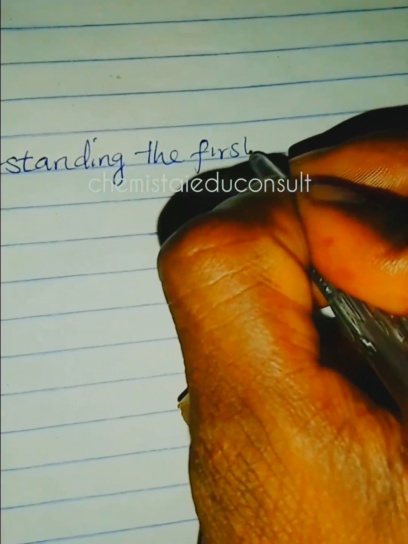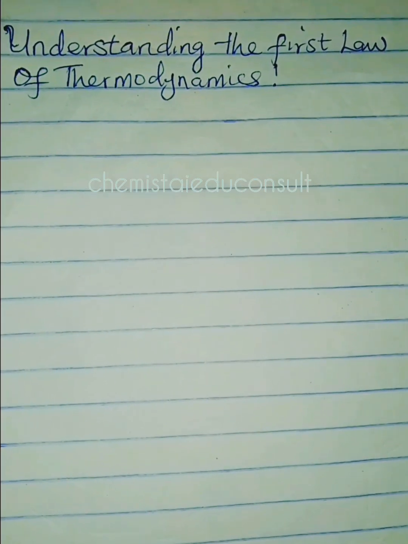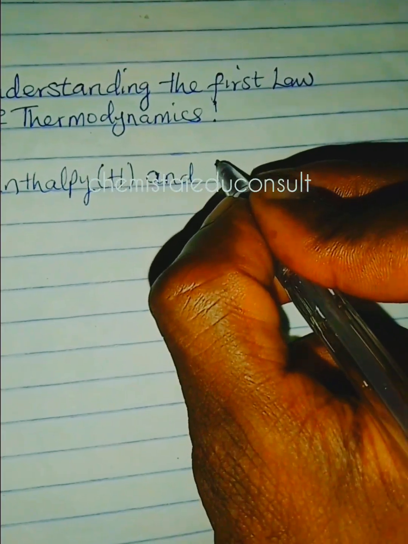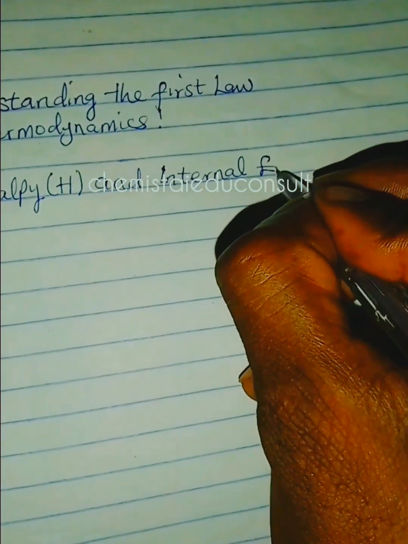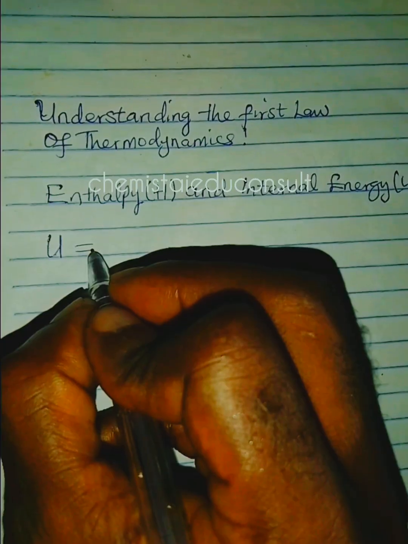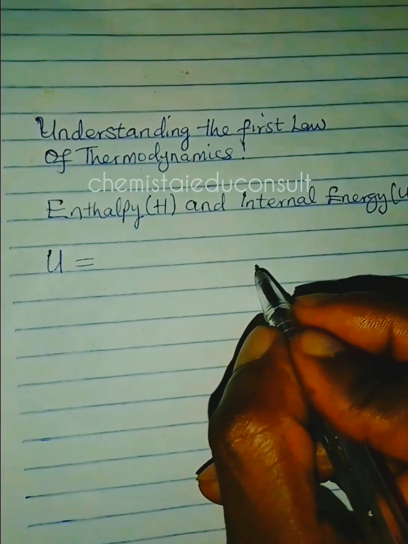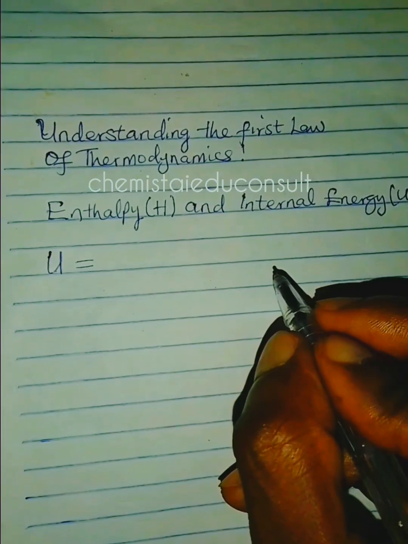To understand the first law of thermodynamics, you must first of all understand what enthalpy and internal energy are. Enthalpy and internal energy are like cousins in thermodynamics. Let me explain this step by step. A system is anything that you are studying, anything that your eyes can see. So now, internal energy of that system is the total potential and kinetic energy used to run the system's molecular motion, vibration, and what have you.